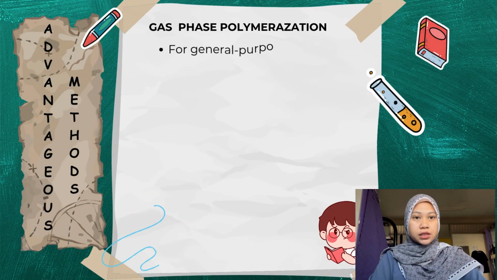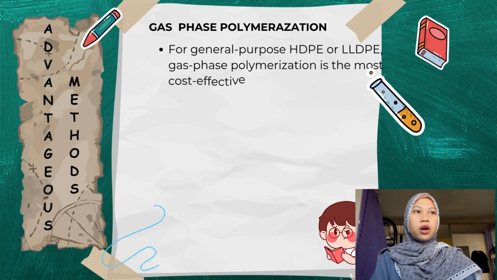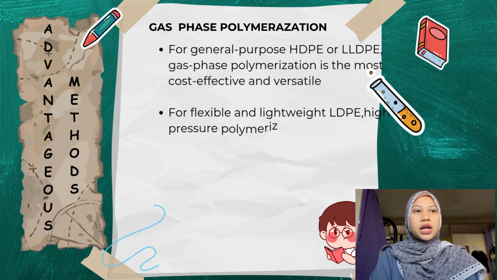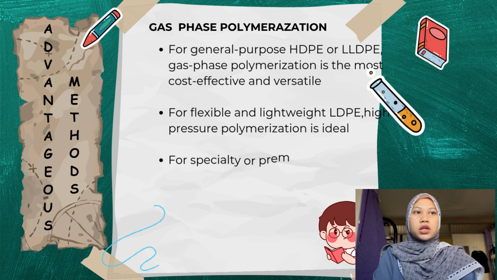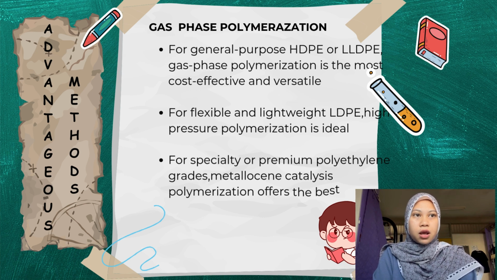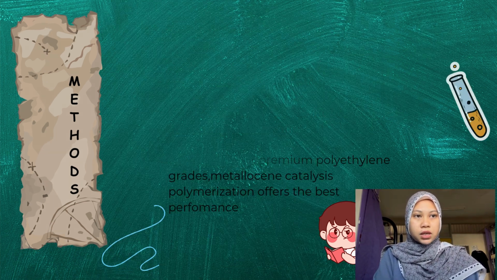For lastly, the advantageous method we take is gas phase polymerization. For general purpose HDPE or LLDPE, gas phase polymerization is the most cost effective and versatile. And secondly, for flexible and lightweight LDPE, high pressure polymerization is ideal. And lastly, for specialty or premium polyethylene grades, metallocene catalysis polymerization offers the best performance.